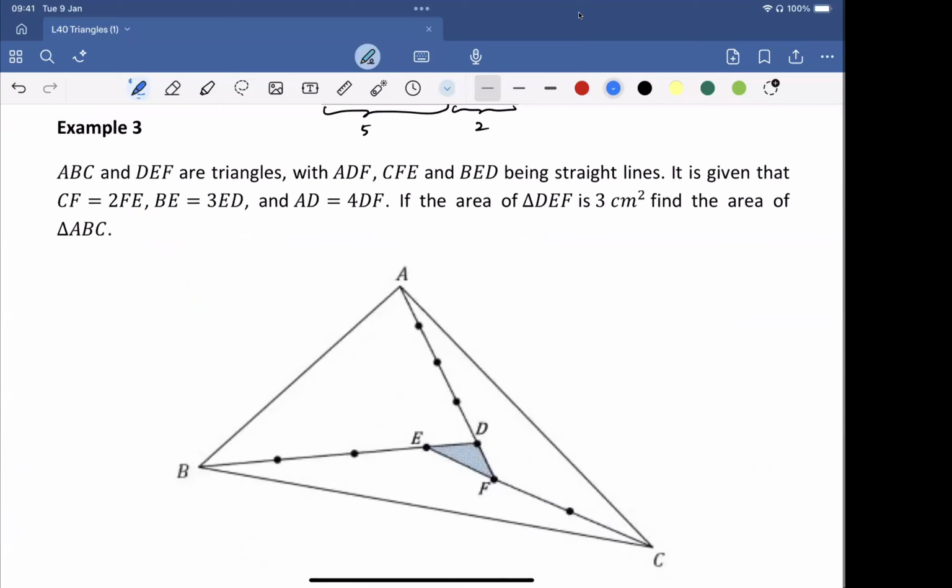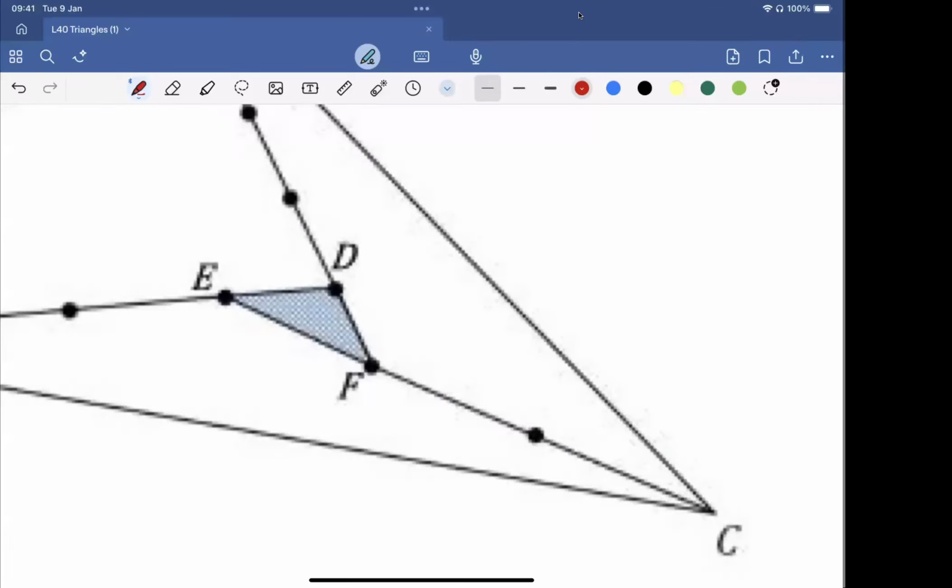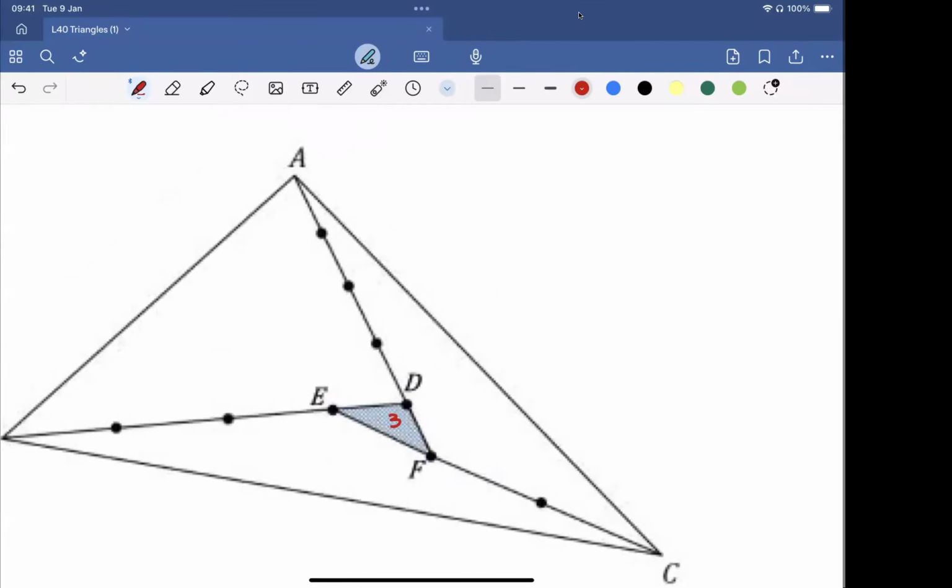So the question says that triangle DEF is 3 cm square. I'm going to draw a line here. Now, look at these two triangles. Look at the yellow triangle. Compare it with this green triangle here. Both of them have the same height because I can say that this is the base and this is the base. The height is 90 degrees. Both of them have the same height. Therefore, you can just count how many units the base is.